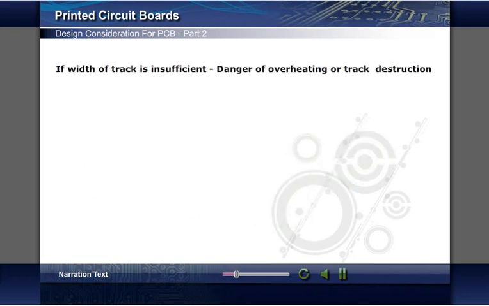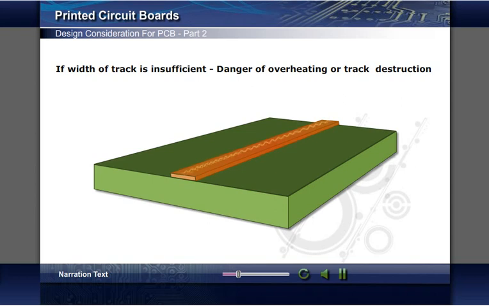For PCB design, track width is an important parameter. For circuits with currents in amperes, if the width of the track is insufficient, there is a danger of overheating or even possible fusing of the track itself. The basic rule is, the higher the current to be carried, the greater the cross-sectional area required. To reduce the width of tracks, a higher thickness of copper can be used.